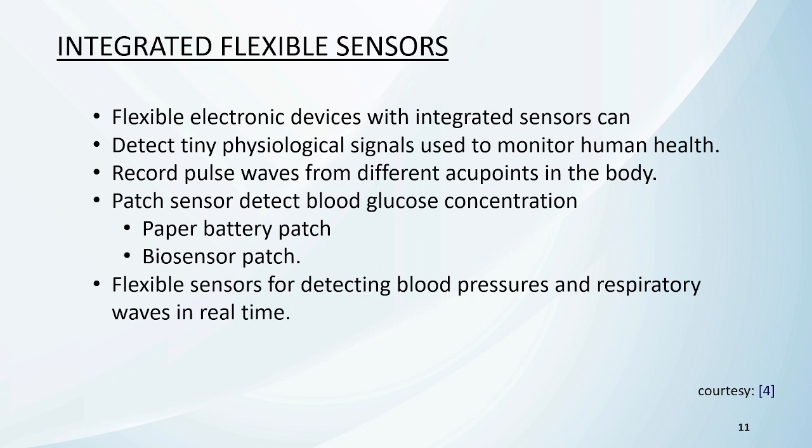So, integrated flexible sensors. Integrated flexible sensors are sensors that can detect tiny physiological signals and have been used to monitor human health. A patch sensor that can be used to detect blood glucose concentration is an example of an integrated flexible sensor. It is composed of two parts, a flexible paper battery patch and a biosensor patch. Flexible sensors are used for detecting blood pressure and respiratory rates in real time.